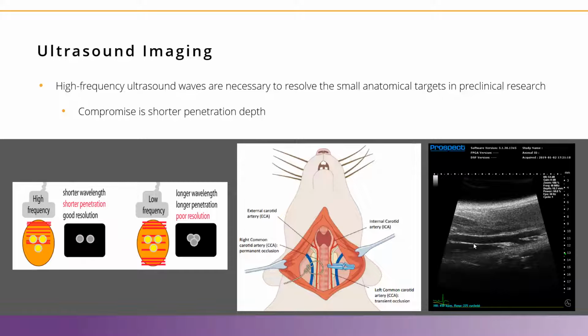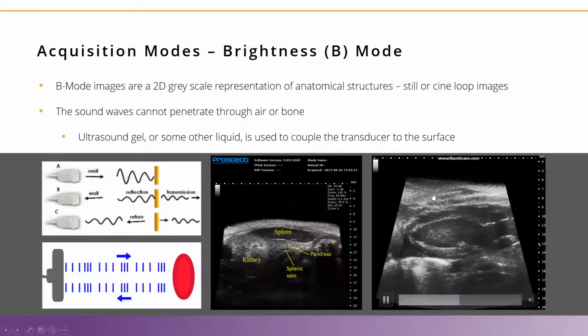So this is where high frequency comes into play with small animals because of the small anatomical targets that we're looking at. So let's move now to acquisition modes.